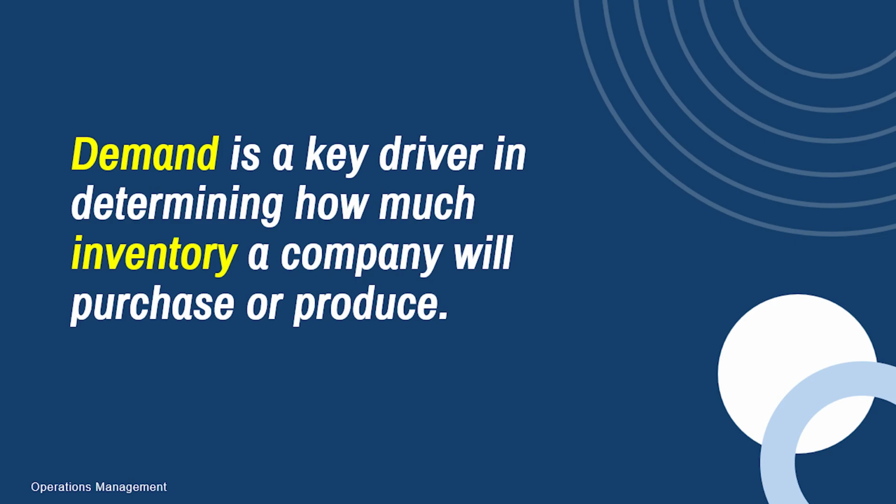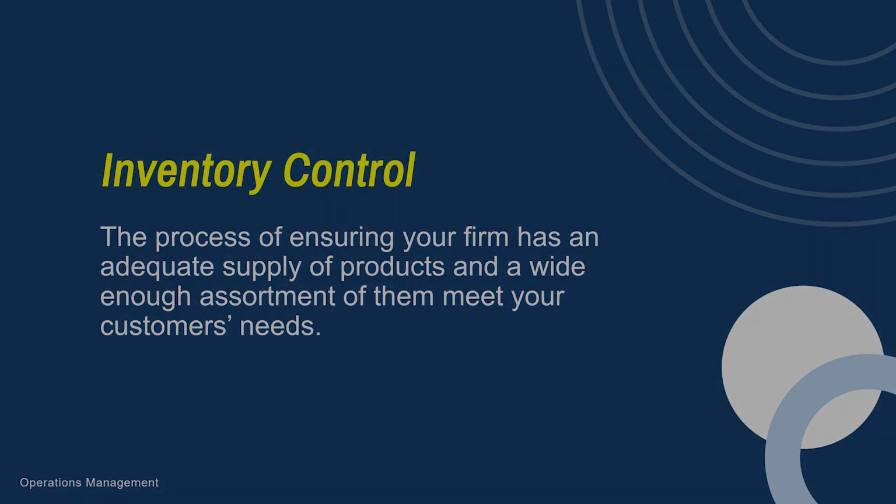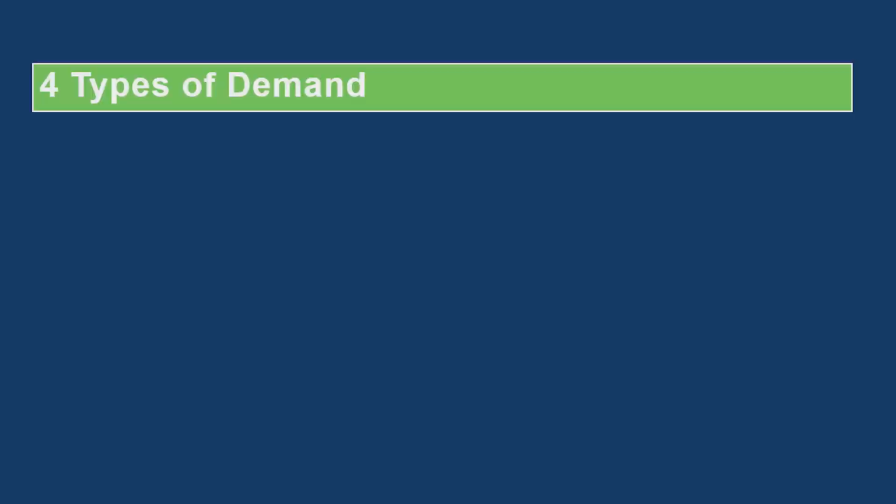So when it comes to inventory control, that is typically driven by demand. Inventory control is the process of simply ensuring that your company has enough to meet your customers' needs. And remember, one of the goals of inventory is to always avoid a stock out. You don't want to run out of inventory. So when we are managing inventory, we really have to consider demand. And there are 4 types of demand that I want to discuss.